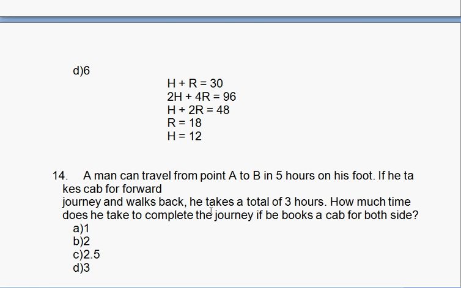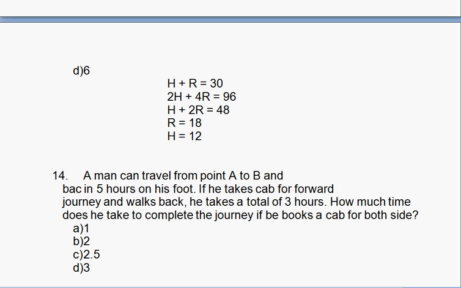A man can travel from point A to point B in 5 hours on foot, right? If he takes a cab for forward journey and walks back, he would take, so the question is wrong. A man can travel from point A to B and back in 5 hours. If he takes cab for forward journey and walks back, he takes a total of 3 hours. How much time does he take to complete this journey?